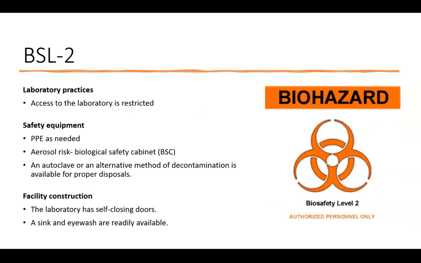BSL-2 microorganisms are those that pose a moderate risk to human health. An example is Staph aureus. In addition to the BSL-1 laboratory considerations, a BSL-2 laboratory must have a biosafety cabinet to reduce the risk of infectious aerosols, an eye wash station, and an autoclave to decontaminate equipment. The doors of the lab should be self-closing and only authorized personnel are permitted to enter.